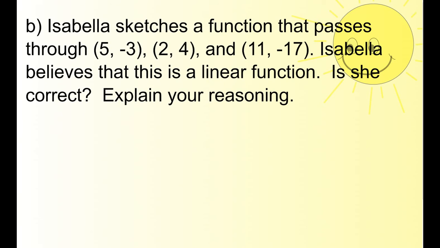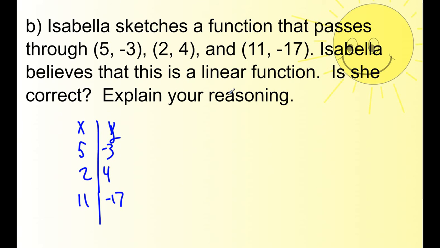Letter B. Isabella sketches a function that passes through the points (5, -3), (2, 4), and (11, -17). Isabella believes that this is a linear function. Is she correct? Explain your reasoning. Okay, well, to figure out if it's a linear function, this is essentially going to be like one of those tables we had a second ago. So like x, y. We have (5, -3), (2, 4), (11, -17).